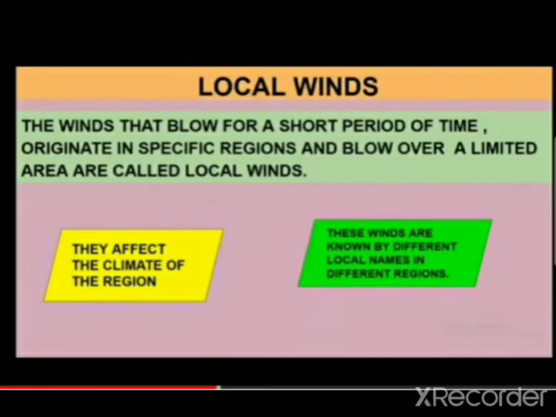Now the local winds. The winds that blow for a short duration of time, originate in a specific region and blow over a limited area are called local winds. So what are local winds? The winds that blow for a very short period, originating in one specific area only and blowing over a limited area, are called local winds. These winds are known by different local names in the different regions where they blow.